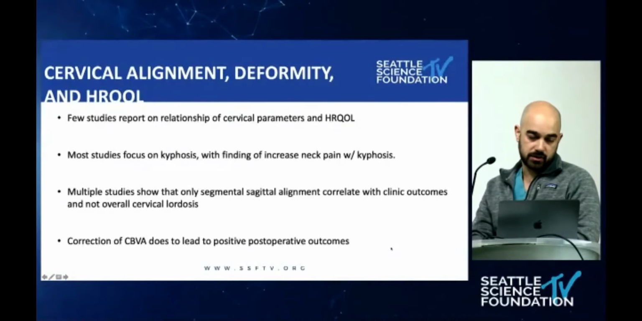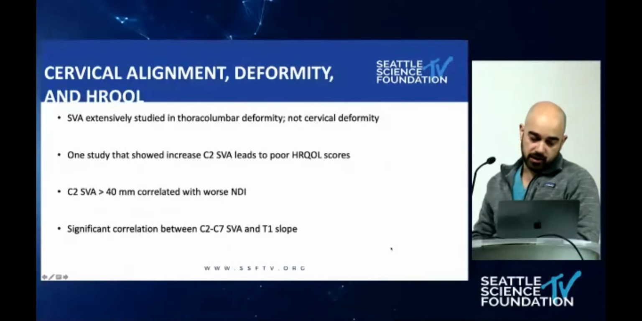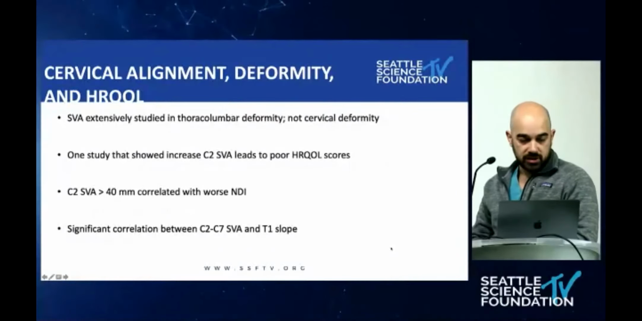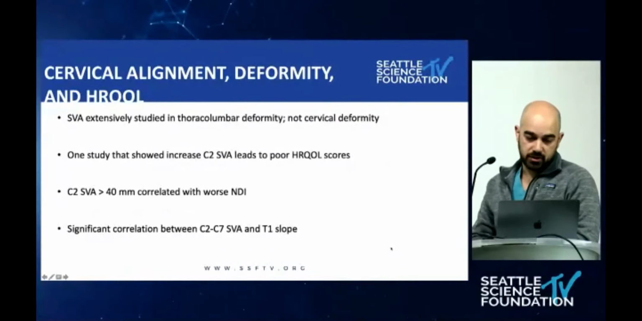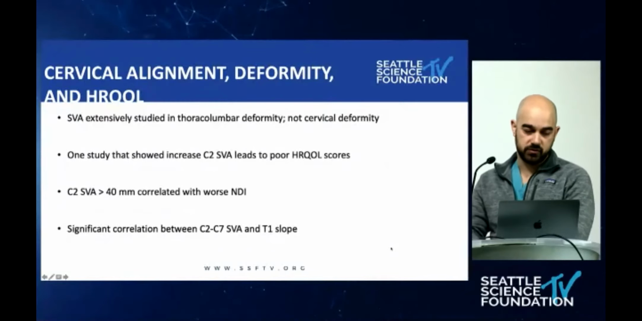And also CBVA, in terms of measurement of horizontal gaze, correction of that can lead to positive postoperative outcomes. Once again, SVA, or the global SVA, has been extensively studied, and we all know about the major studies as it relates to thoracolumbar deformity. Not the same has been done for cervical deformity, aside from very few studies.